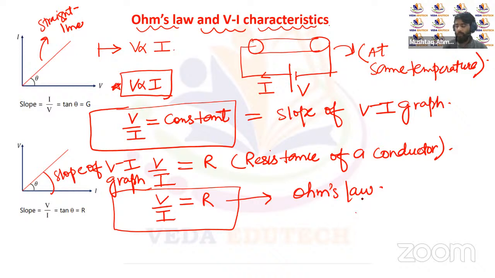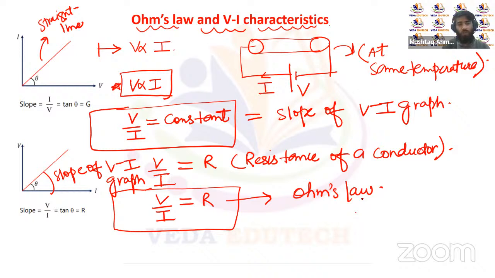It means that the resistance of a conductor is constant at constant temperature. If the temperature does not change, the resistance of a conductor remains the same. Otherwise, resistance does depend upon the temperature of a conductor. At different temperatures, the resistance of a conductor is different. We'll see later on how the resistance of a conductor changes with the change in temperature, right?